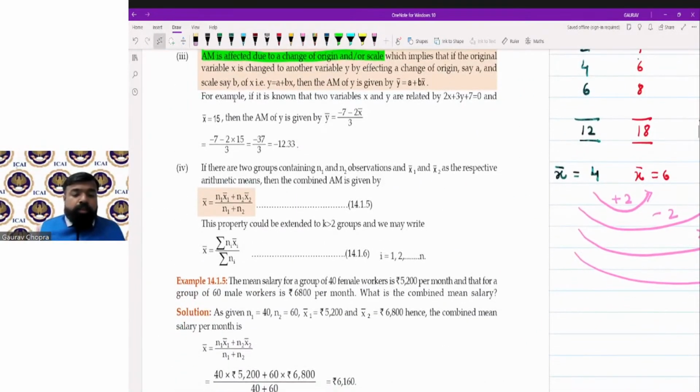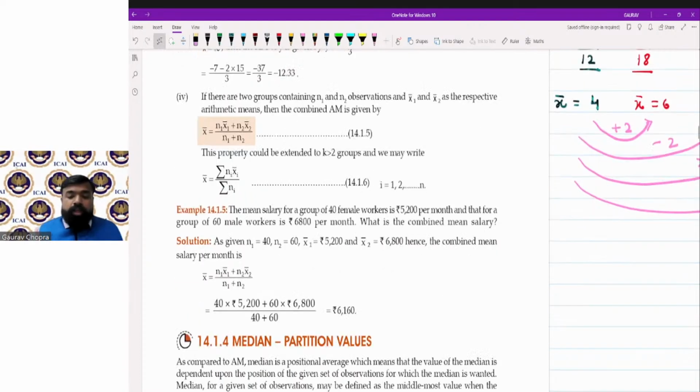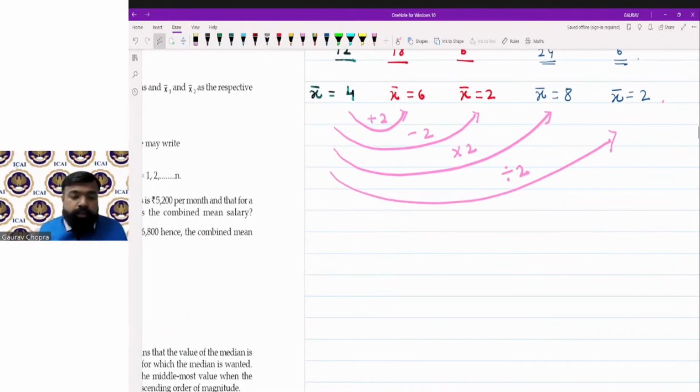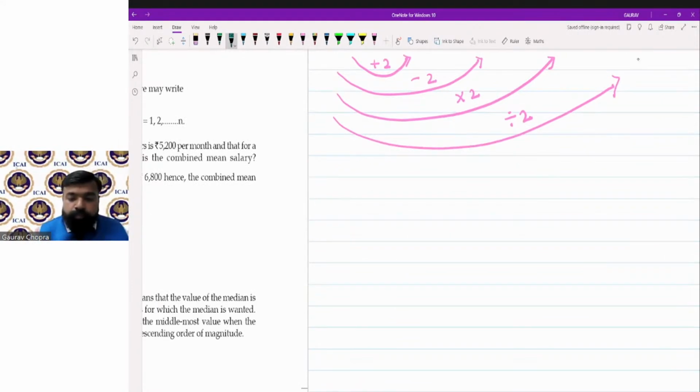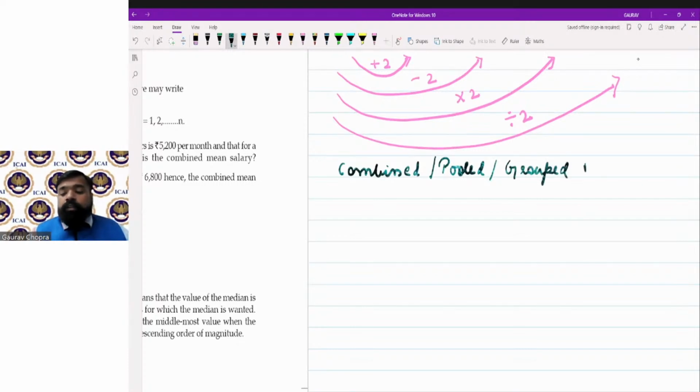Now the next one is combined mean. Now, how to calculate combined mean? So let us understand this. Combined mean, also known as pooled mean, also known as grouped mean. So these are the multiple names for combined arithmetic mean.